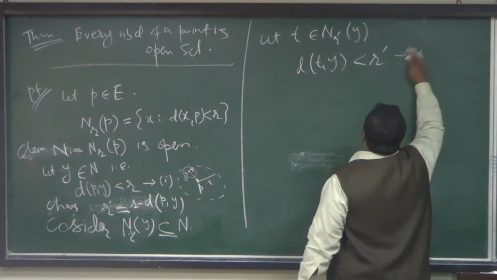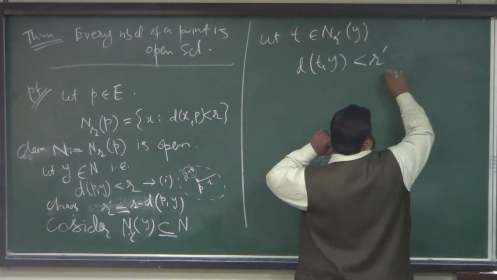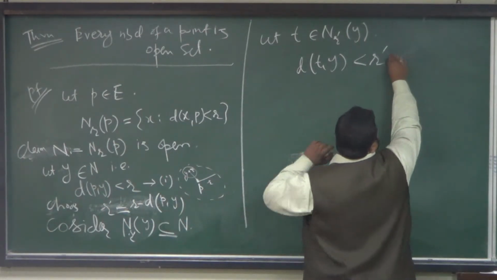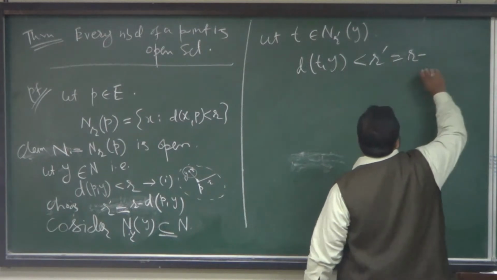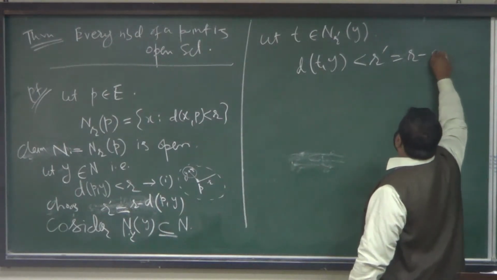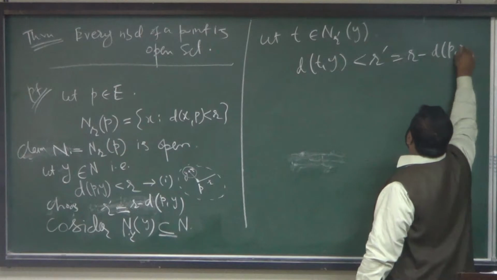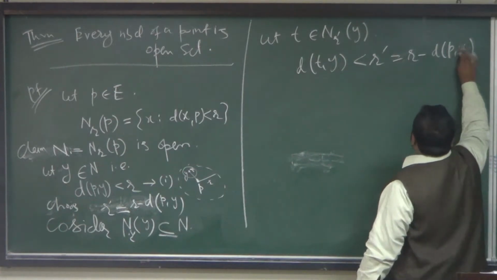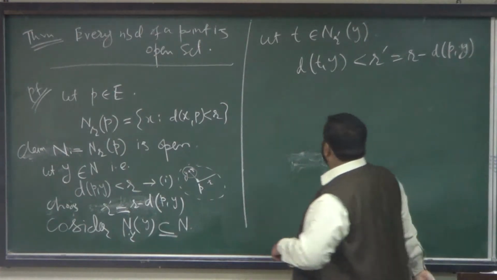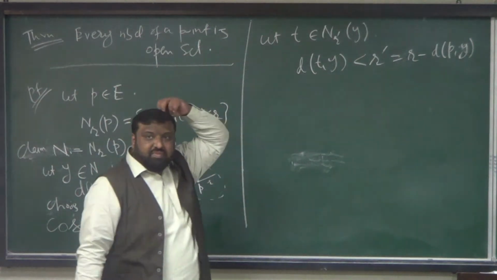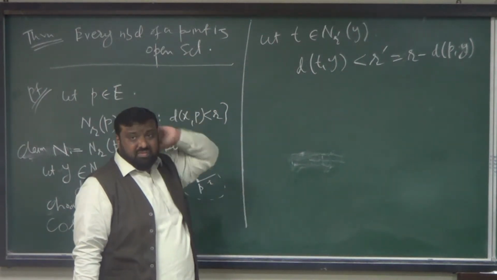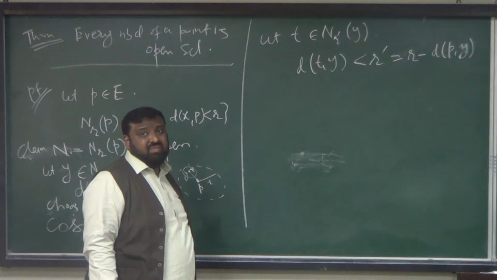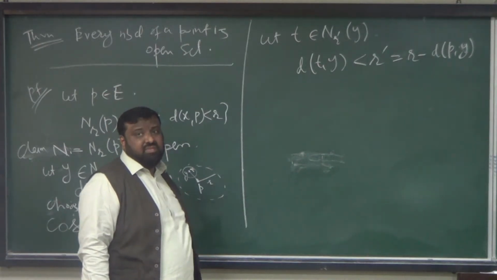Which is less than R. So R prime is, no, it's equal to R minus the distance between P and Y. Okay. What should I do next? R is equal to, no, R prime plus the distance between P and Y.